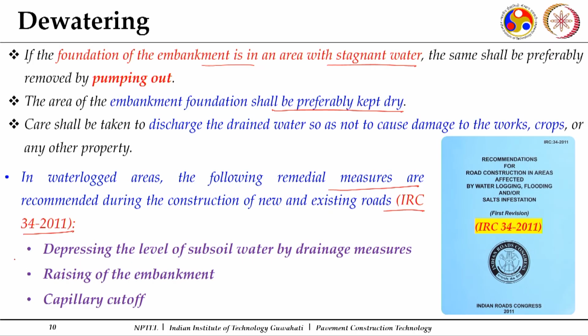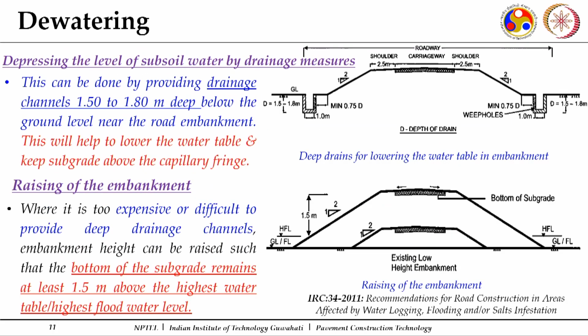And for waterlogged areas, some measures are prominently suggested, specifically by IRC 34/2011. It says, one, especially in case of waterlogged areas, we can depress the level of subsoil water by some drainage measures. Some deep drains can be provided. Second is by raising of the embankment, and third is by capillary cutoff. These are given by IRC 34/2011. I will discuss some of them here.